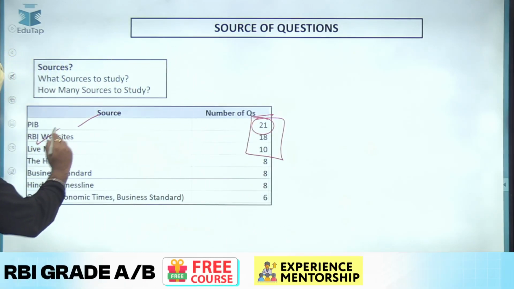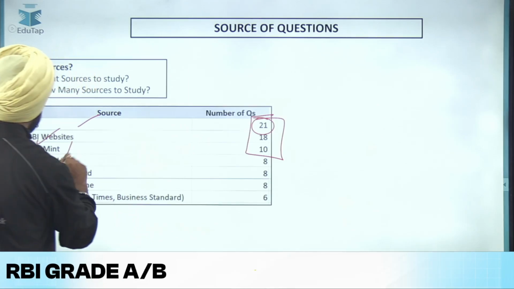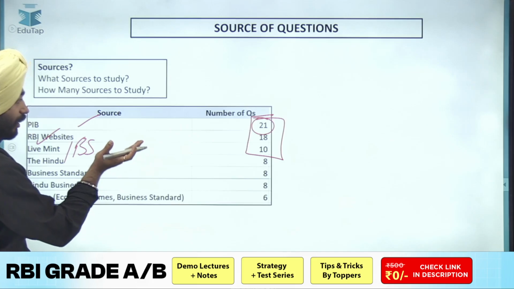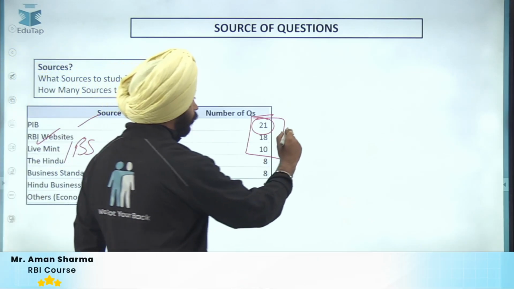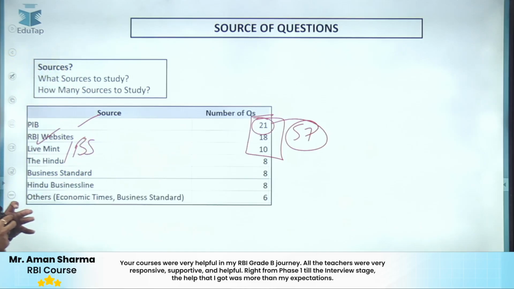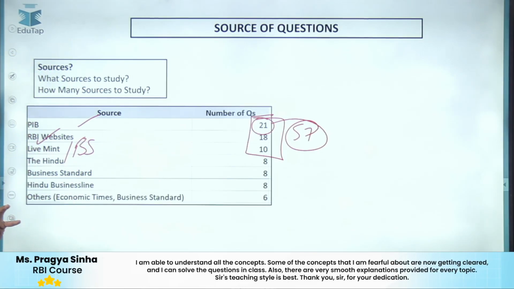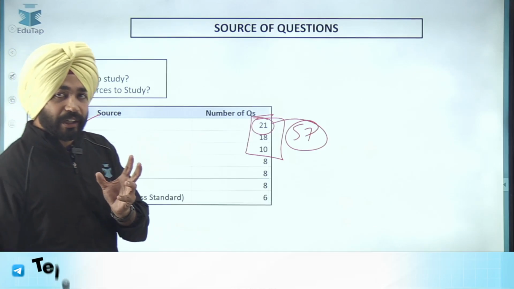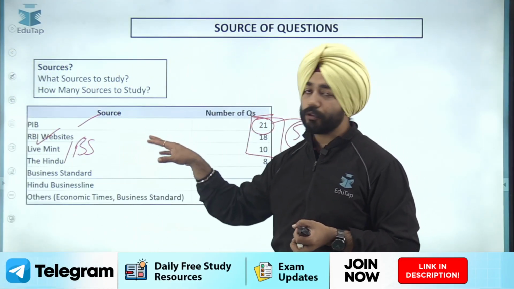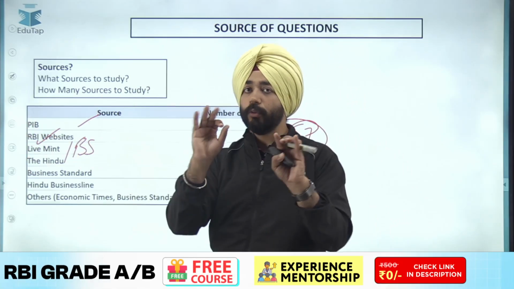Along with the RBI website, Livemint, and Business Standard, if I club all these things, here you will see 21, 18 plus 18, around 57 questions you can tackle from these prominent sources: PIB, RBI, Livemint and Business Standard. But guys, one question will always come into your mind: what is the prime source you must follow? I would say Press Information Bureau and the RBI website, that you must follow.